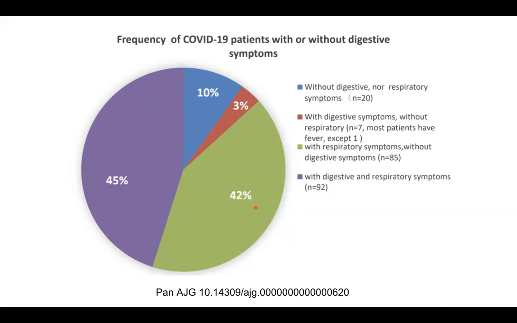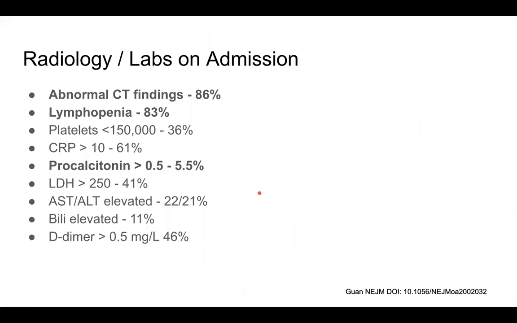Next slide, please. So this was one of the first large cohorts reported in the New England Journal last month, this large cohort study of 1,099 hospitalized patients from China. And these were the initial labs and radiographic findings on presentation.